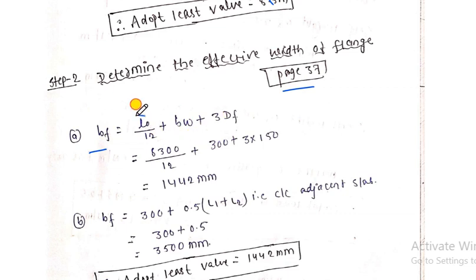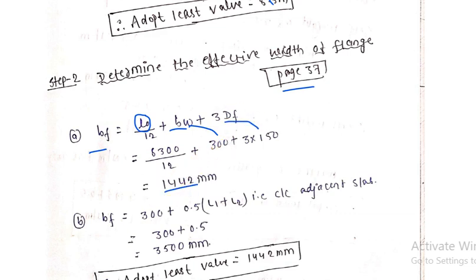So L0 is nothing but the L, and the L distance is nothing but the effective length. Effective length is 8.3 meters. So 8300 in mm by 12, plus we have already calculated the width of web, which is nothing but 300. DF is already given in the question. So ultimately you will get 1442 mm.